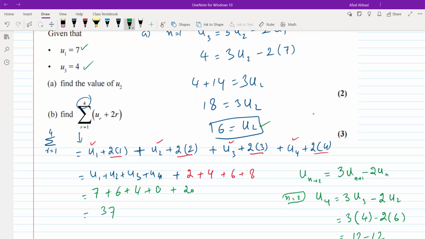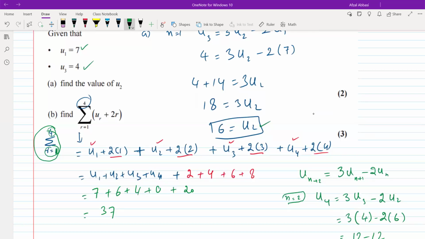So this notation, you need to understand that this means to add, and not only add, but what to add. That's important to understand, that whatever the number mentioned here and the variable mentioned here, we will change its value starting from the value given here up to the value given above.